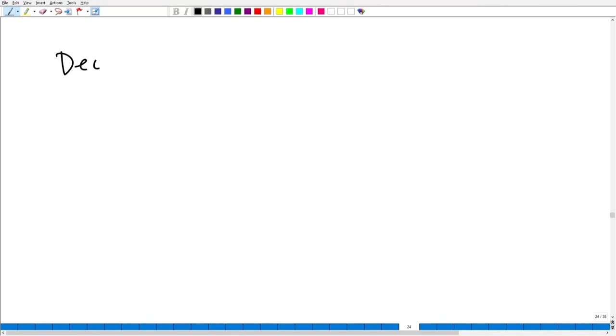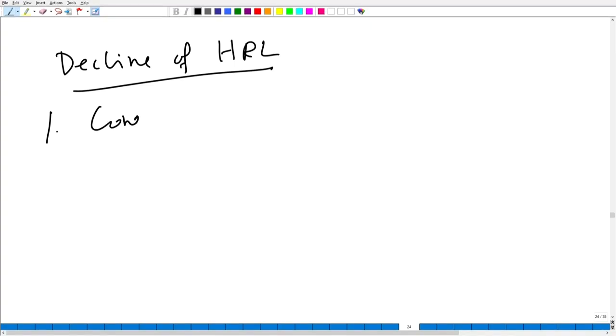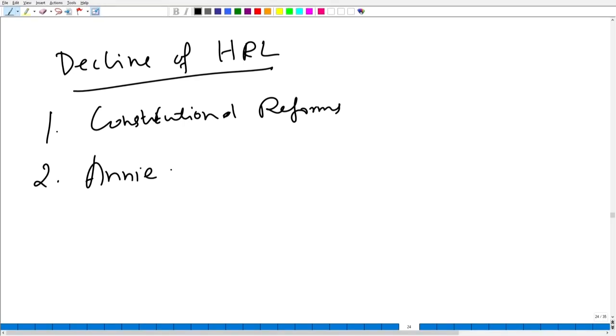Now, coming to the decline of the Home Rule League. By 1918, the Home Rule League declined. What were the reasons behind the decline? One, with the announcement of constitutional reforms, the moderates withdrew from the Home Rule League. Secondly, with the announcement of constitutional reforms, that is, some kind of democratic institutions would be introduced in India, Annie Besant became passive.